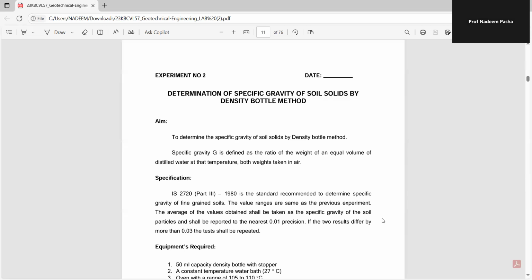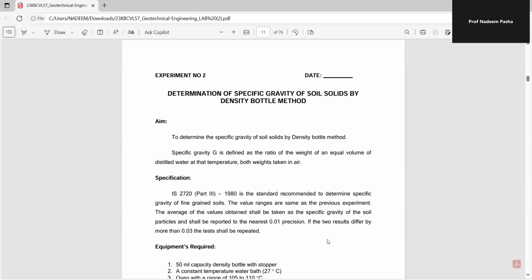Now what you have to do is carry out the test and take three readings. The average of the values obtained shall be taken as the specific gravity of this soil particle and shall be reported to the nearest 0.01 precision. If the two results differ by more than 0.03, the test shall be repeated. This is a precaution.